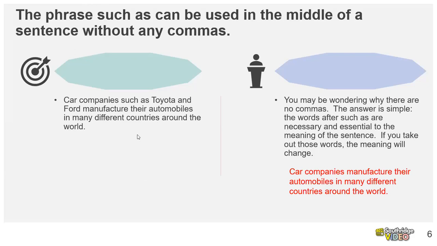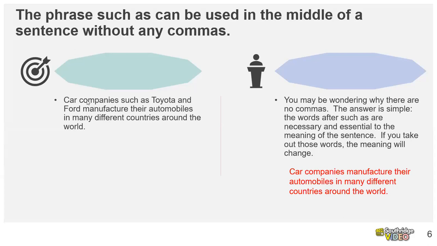Harusnya bagaimana? If we follow the rule we learned previously, previously we learned how to write such as. It's supposed to be like what? When we are using such as, how should it be? We put the comma before such as. Yes, before such as we have to put a comma. But here we can use it in the middle of the sentence, and we don't need a comma here.